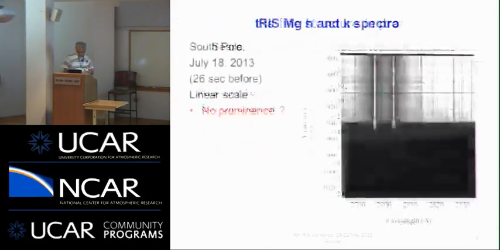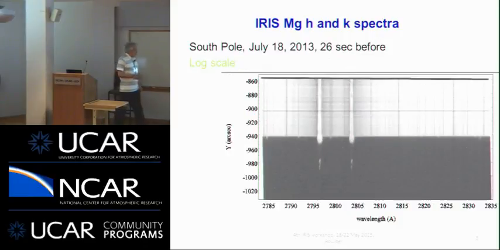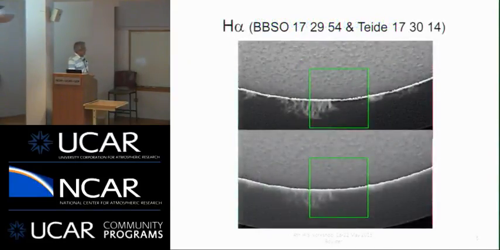So what to do? We look for magnesium-2 spectra. This was obtained 20 seconds before. And perhaps people who have good sight can see something here, but this is in linear scale, so we have to move to log scale, and then we have some pieces of material here. And this is what I will discuss today. Of course, in k and h, you have everything you need to know what happens. We also looked at some H-alpha observations, BBSO, rather simultaneous, within 10 seconds maybe, or 20 seconds, less than that.